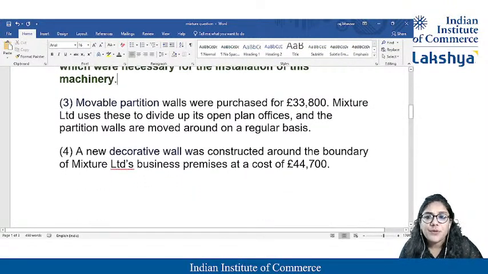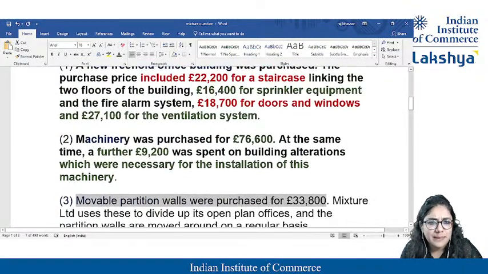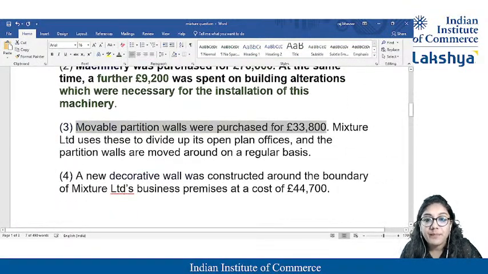Cool, easy. We have movable partition walls which were purchased for 33,800. So students, should I make it red? Is it a building? Yeah, it's not a building.